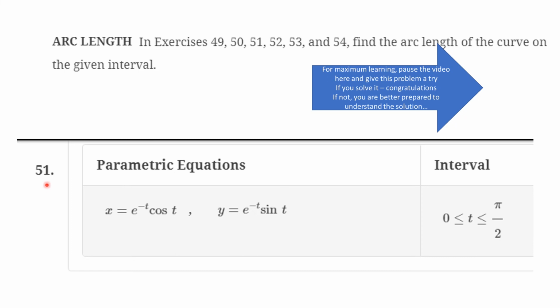Let's look at something more complicated. This is problem 51. And what we're to do is find the arc length of the curve on the given interval. So we have x is equal to e to the minus t cosine t, and y is e to the minus t sine t. These things actually come up quite a bit in differential equations, and we're going from 0 to pi over 2. Please pause the video and give it a go. Let's see how.